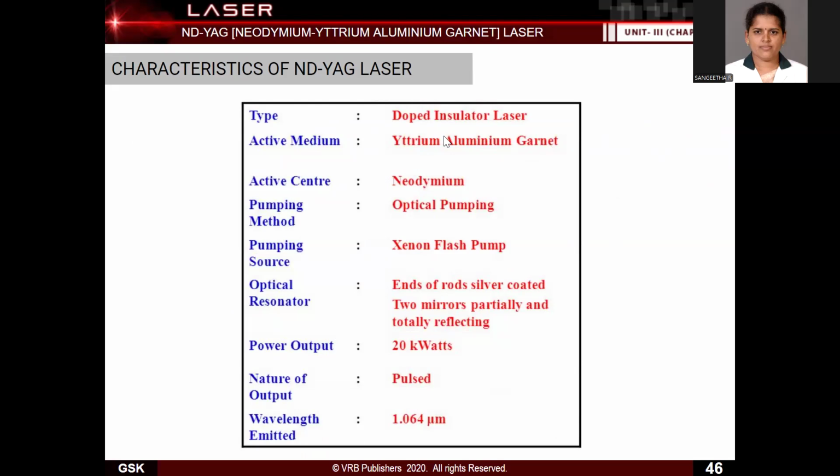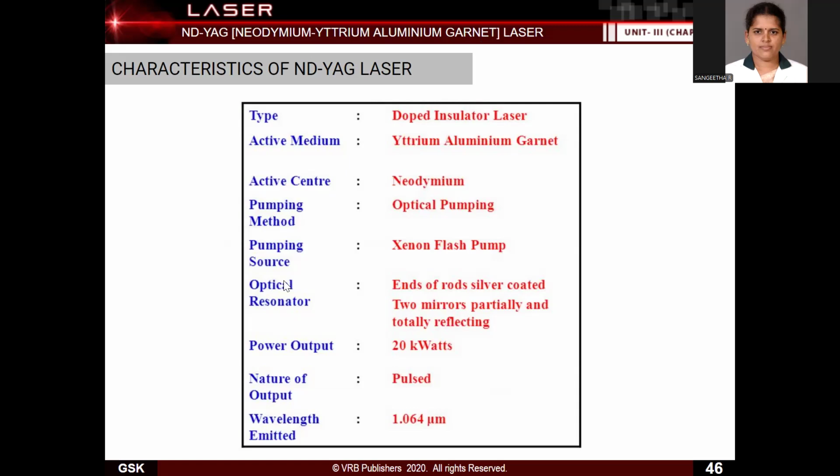Nd-YAG is a doped insulator laser. That is, the yttrium, aluminium, garnet rod is doped with the neodymium material, so it acts as a neodymium, yttrium, aluminium, garnet laser. That is the active medium and active center. The pumping method which we use is optical pumping, and the pumping source is a xenon flash lamp.